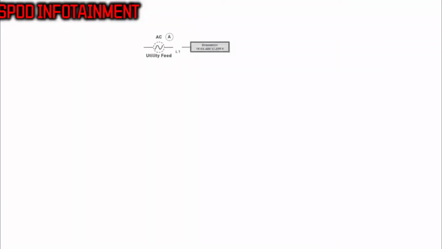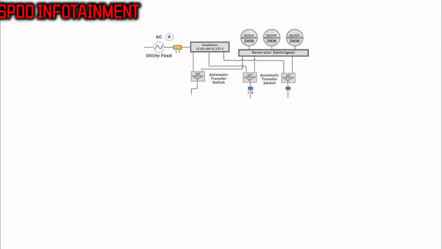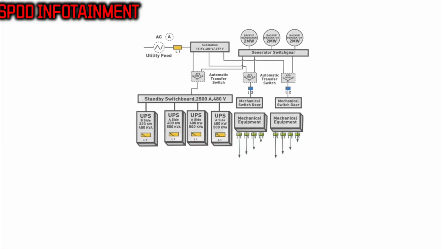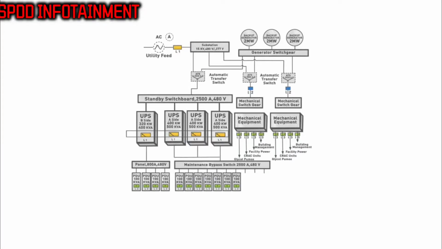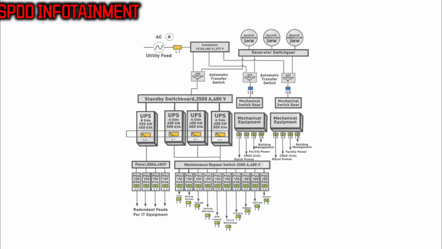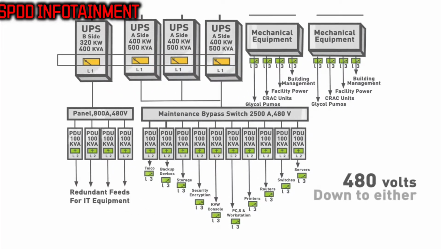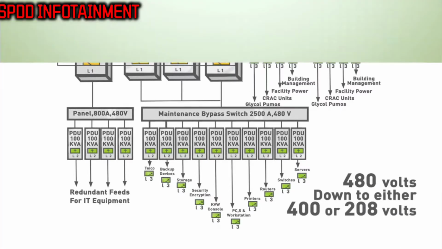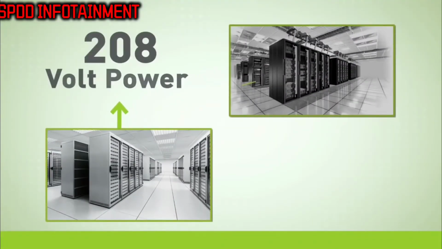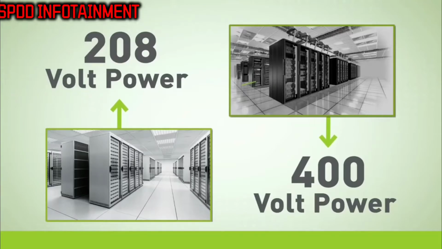The power from the UPSs is usually wired to the power distribution units, frequently referred to as PDUs. Note that these very large PDUs are not the same as the rack PDUs we'll reference later. In these videos, I'll refer to these large PDUs as floor PDUs to differentiate them from the rack PDUs. The floor PDUs transform the power from 480 volts down to either 400 or 208 volts. Older data centers were built with 208 volt power, whereas most new data centers are using 400 volt power. The reason for this development will be covered later in another video.